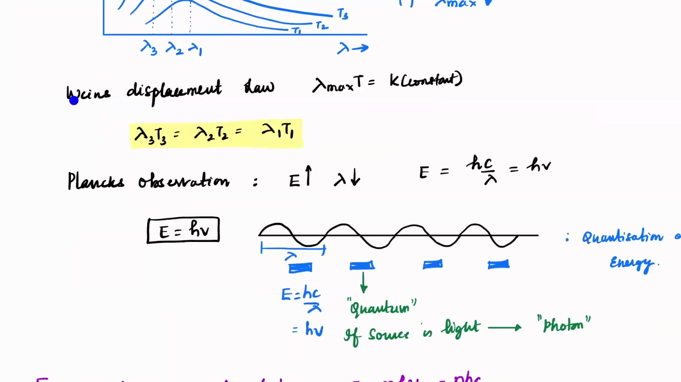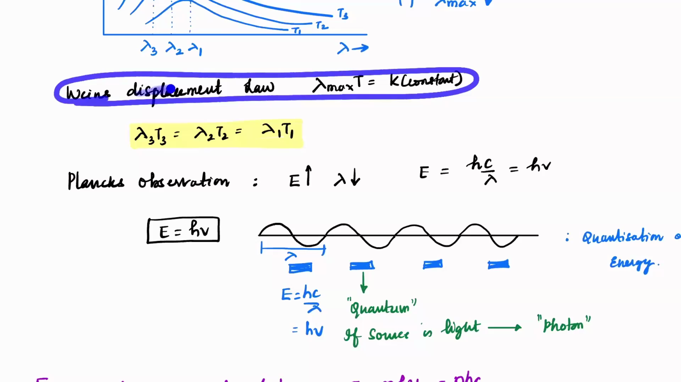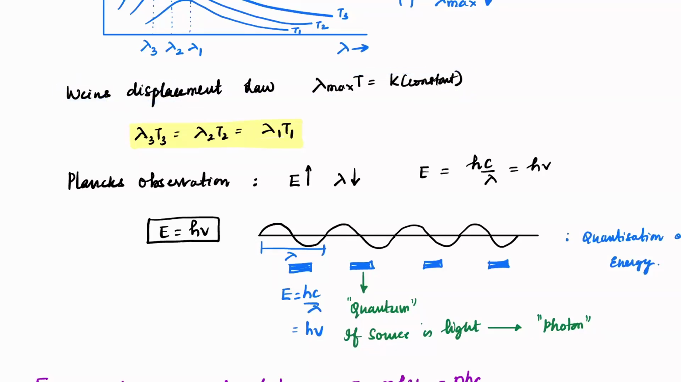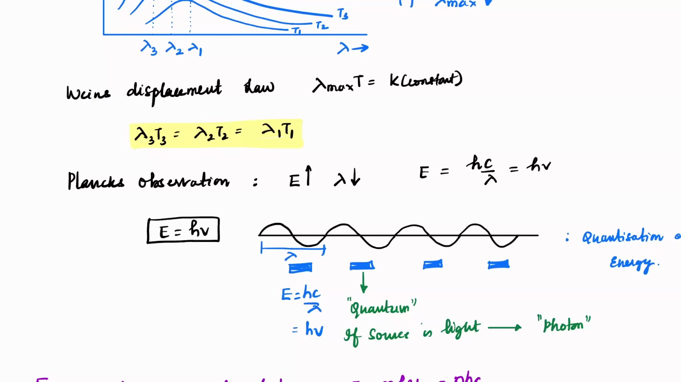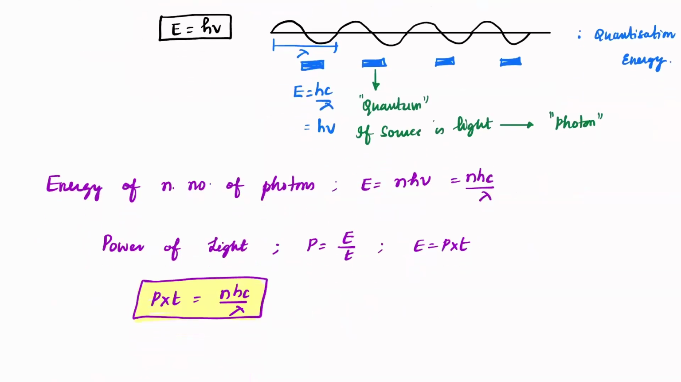The black body is also used as an application using Wien's displacement law. And Planck's has been able to derive a very important equation, that is energy of a photon, which is equal to h nu or hc by lambda. All good?